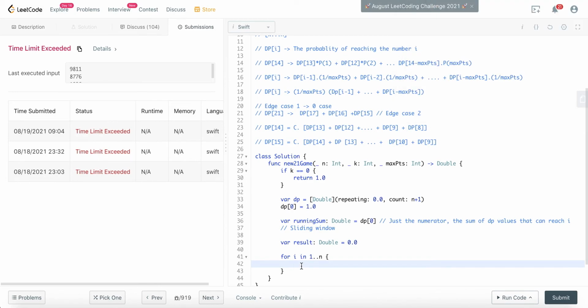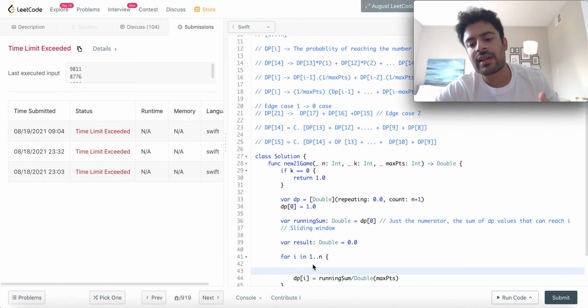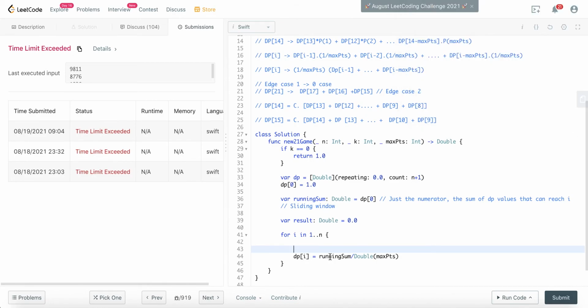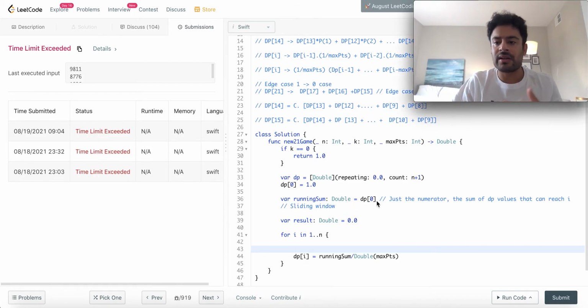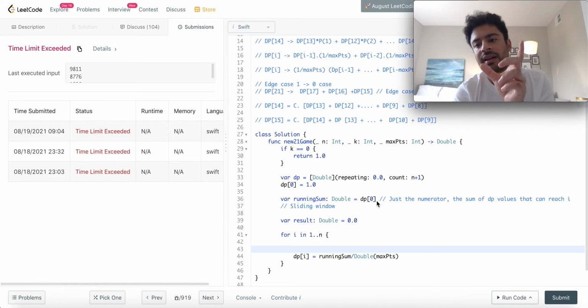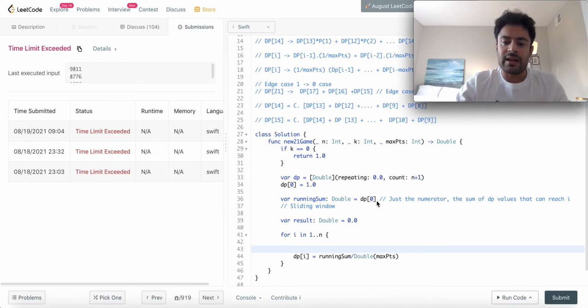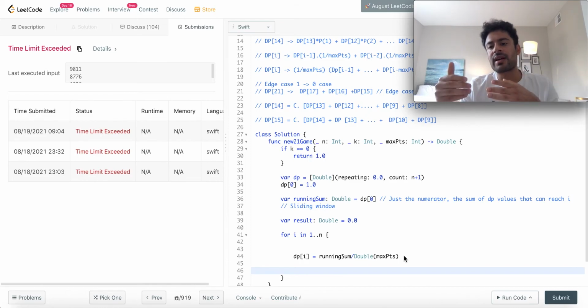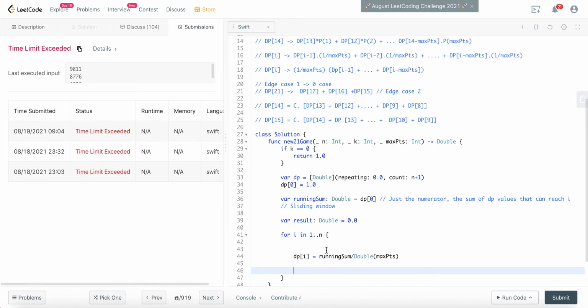Cool. So dp of i will be running sum upon double of max points, right? At this point I'm assuming that the running sum has already been prepared for the current dp of i. For dp of 1, my running sum is already correct because I've initialized it with dp of 0. That's our assumption throughout this for loop: at the beginning of the loop my running sum has the sum of all the correct dp terms for the current dp of i, and for the rest of the loop, below this, I'll manipulate the running sum so that it's correct for the next dp of i. You'll understand that. Let me just add a comment.